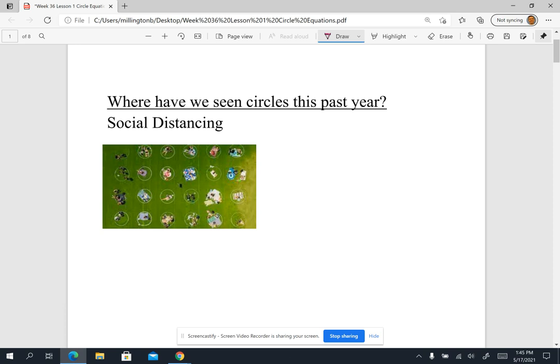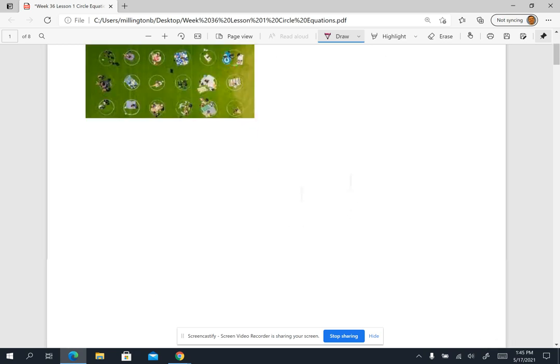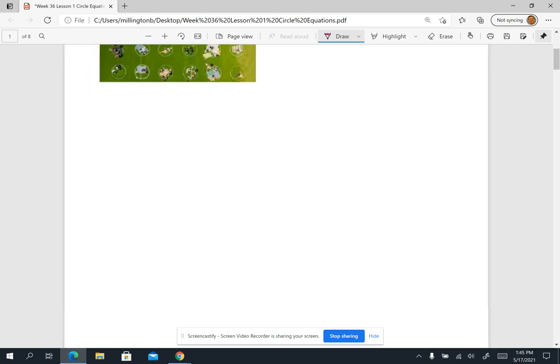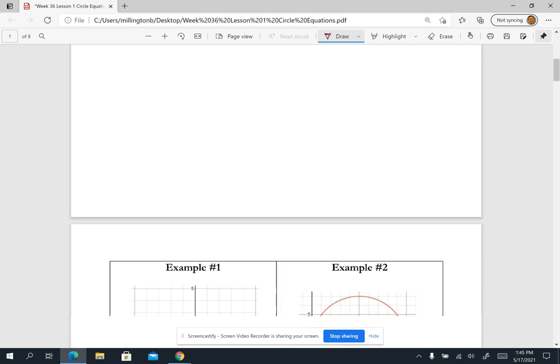So where else have we seen circles in this past year? Social distancing, right? When you kept hearing "stay 6 feet away from people," that didn't mean just 6 feet from the front of you, but 6 feet all the way around. That would be a radius of 6 feet all the way around you. Like in this picture here, people are hanging out outside, and they've got circles around them to show that they're social distancing.